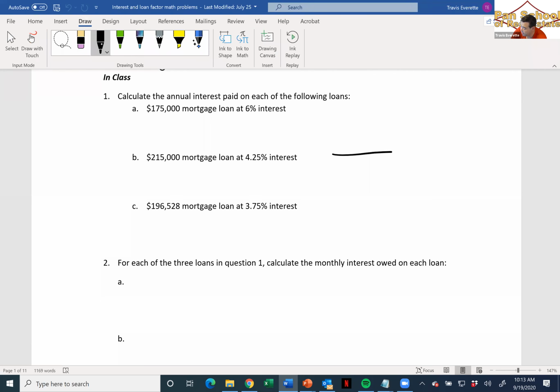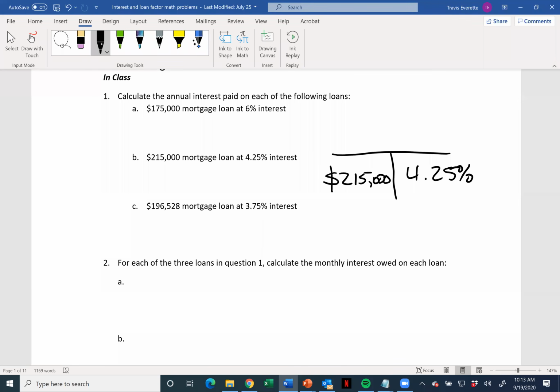So if we were calculating annual interest on this one in B, it's always the loan balance, which is $215,000, times the annual interest rate, which is 4.25%. And that gives you $9,137.50. What was that number again, Candace?